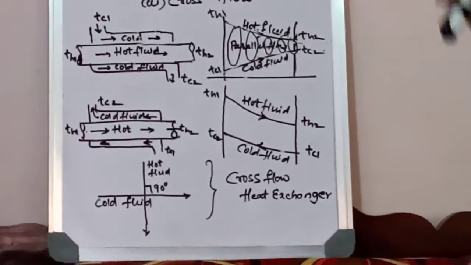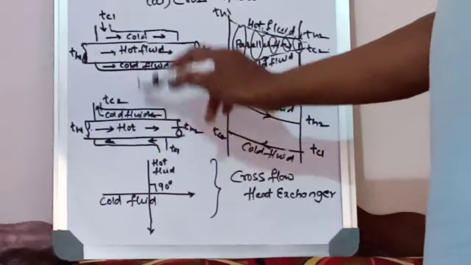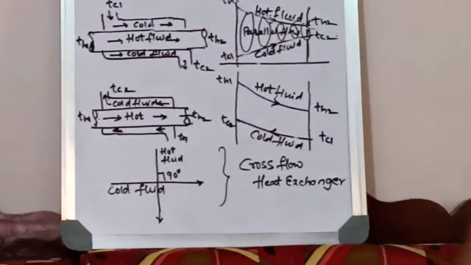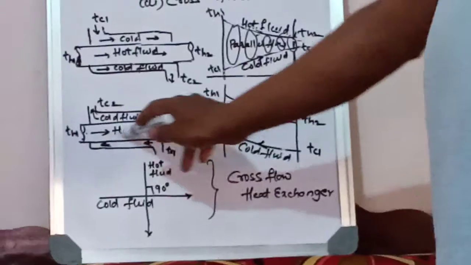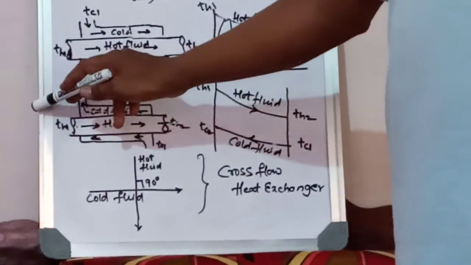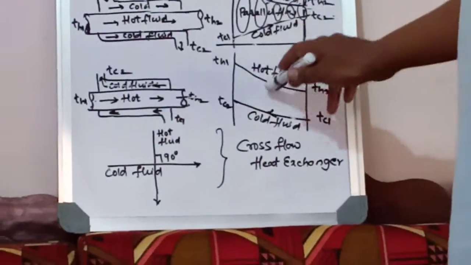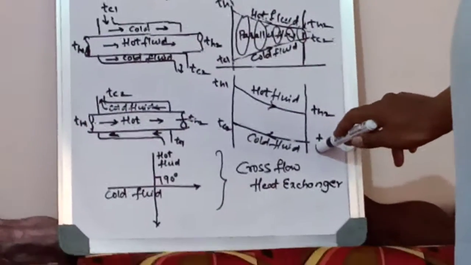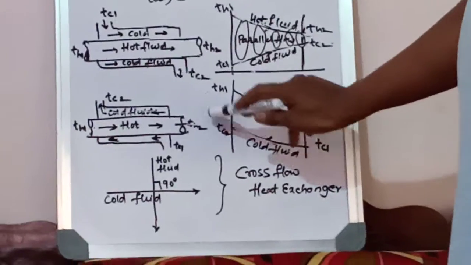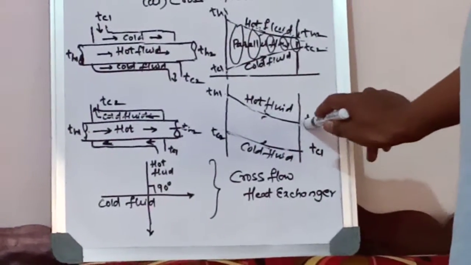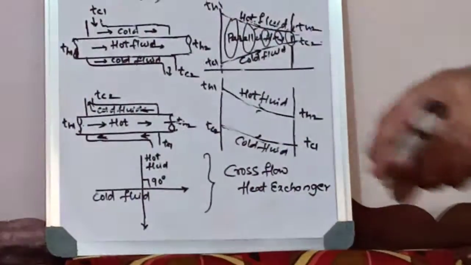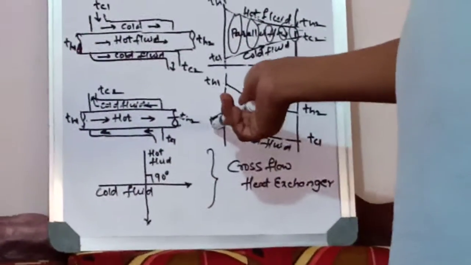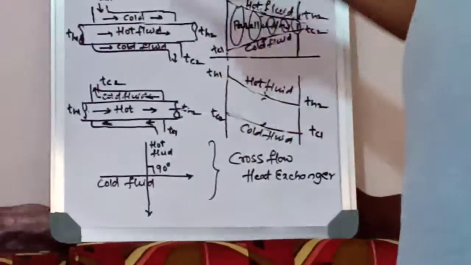So the counter flow is the opposite to the parallel flow. Cold fluid and hot fluid are flowing in opposite directions. You can see hot fluid is in the forward direction and cold fluid is in the opposite direction. Diagrammatically also, you can see the direction of the hot fluid is downward and cold fluid direction is upward. TH1, it is losing the temperature naturally. In any heat exchanger, hot fluid will lose the temperature, lose the heat, and cold fluid will gain the temperature and gain the heat. So that is natural in all heat exchangers.